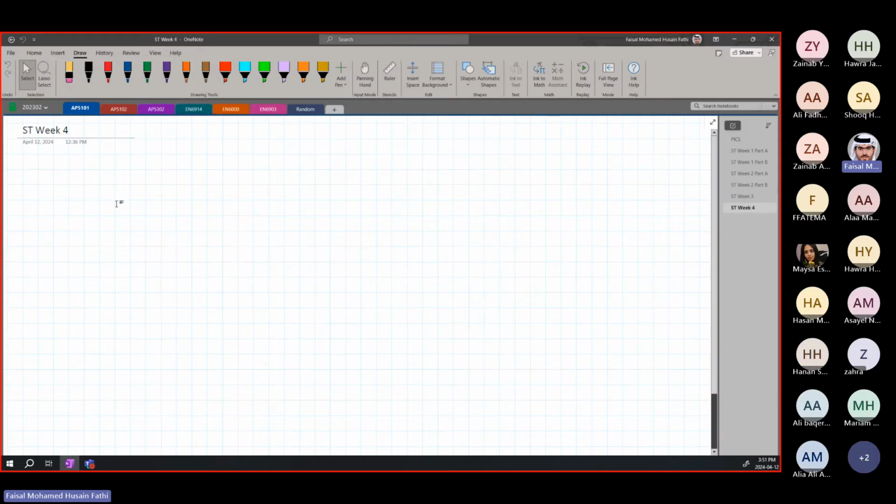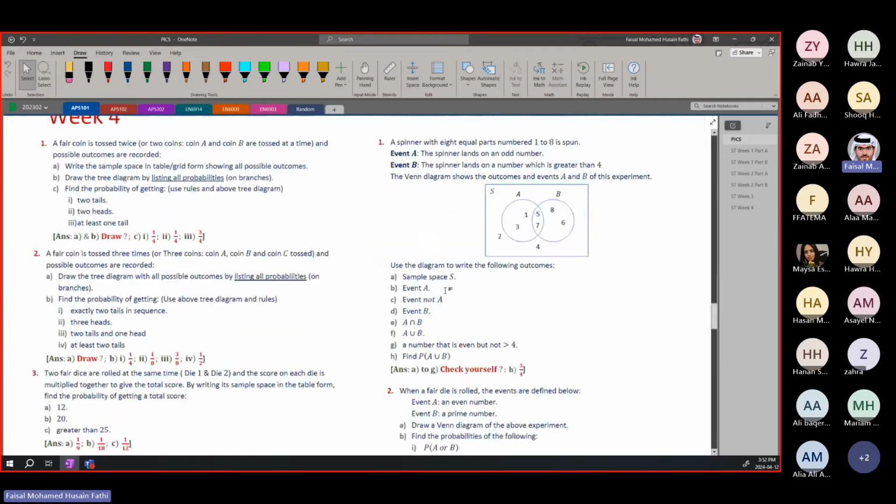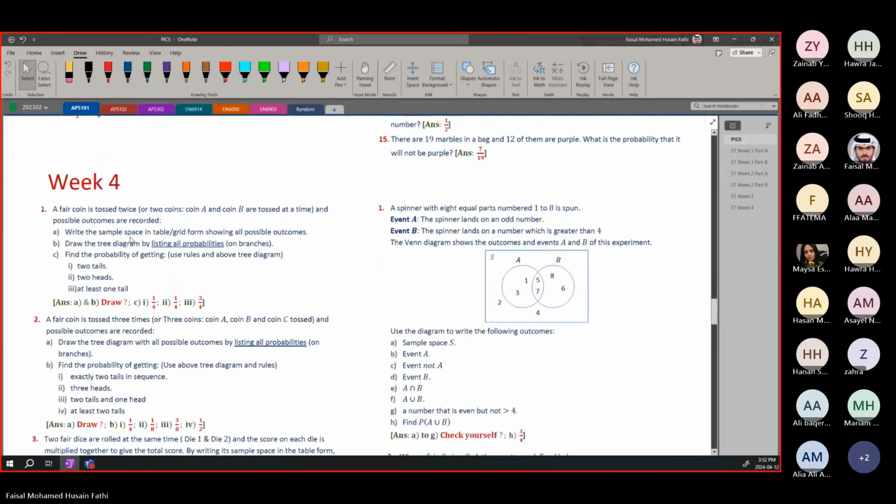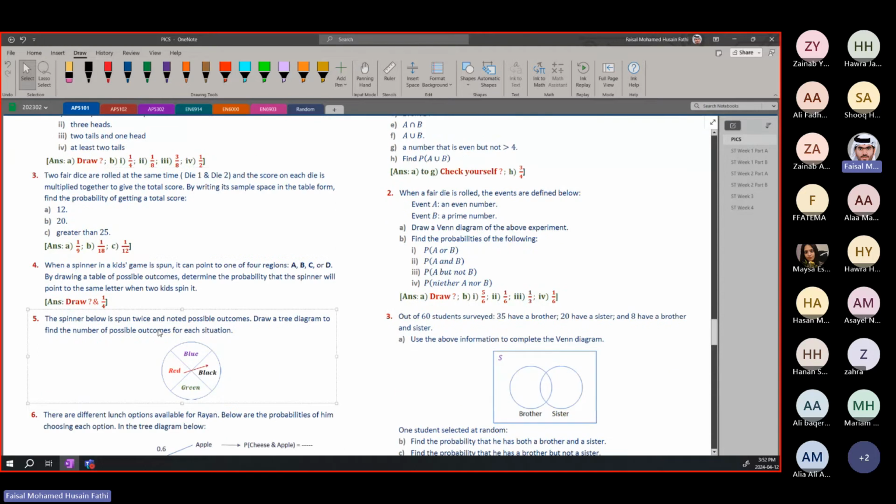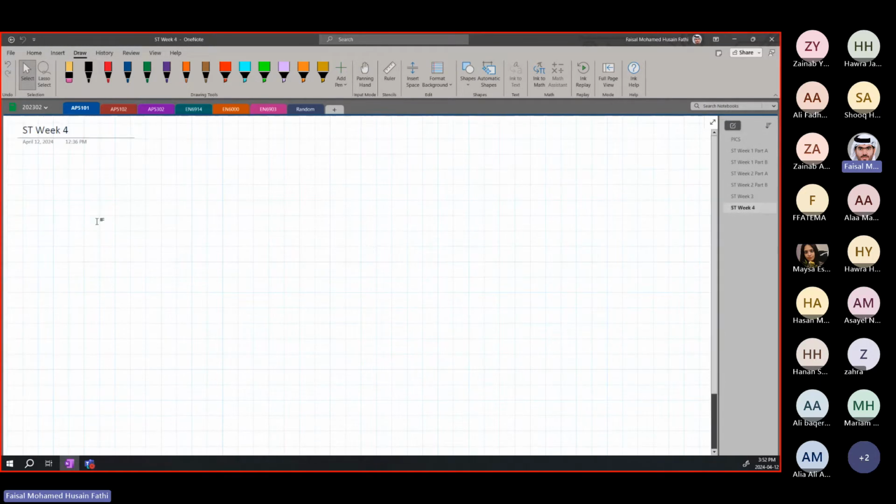In week 4, there was the tree diagram, which you should already be familiar with. I explained that early on. But let's take a question and draw one tree diagram, just to do a refresher, for a question that is slightly different.